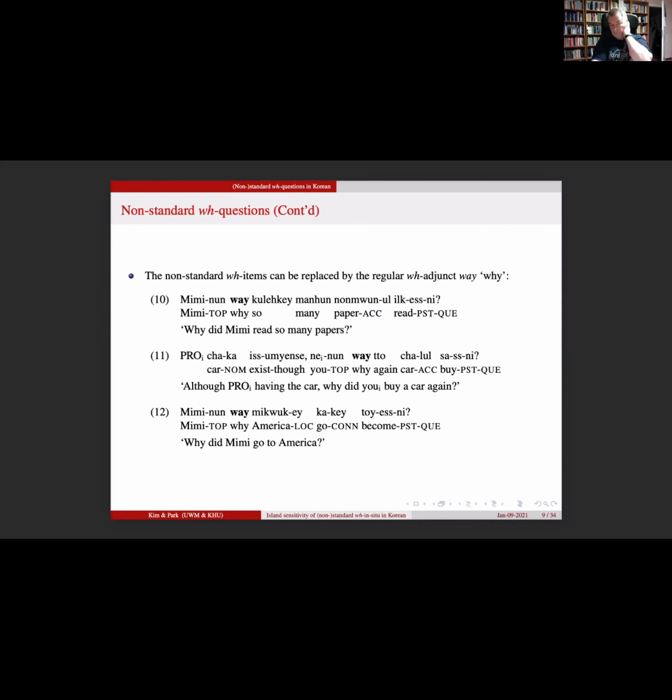The why-like behavior of the non-standard WH items is evidenced by their replacement with the regular WH adjunct 왜, why. In 10, 미미는 왜 그렇게 많은 논문을 읽었니? In 11, 차가 있으면서 너는 왜 또 차를 샀니? In 12, 미미는 왜 미국에 가게 되었니?